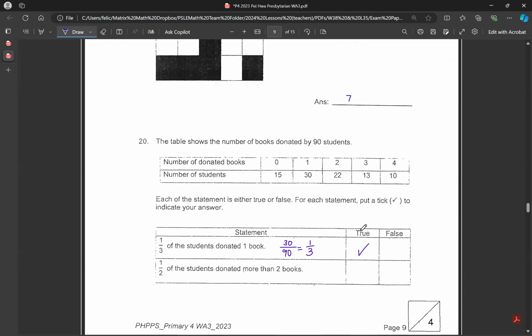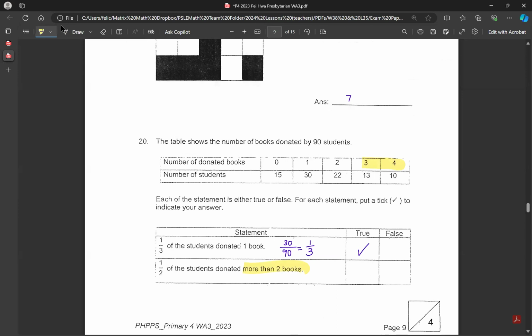Now the next one: half of the students donated more than 2 books. If it's more than 2 books, our focus would be this part, 3 books and 4 books. So you don't count those who got 2 books or lower. You count those who read 3 books and 4 books only.